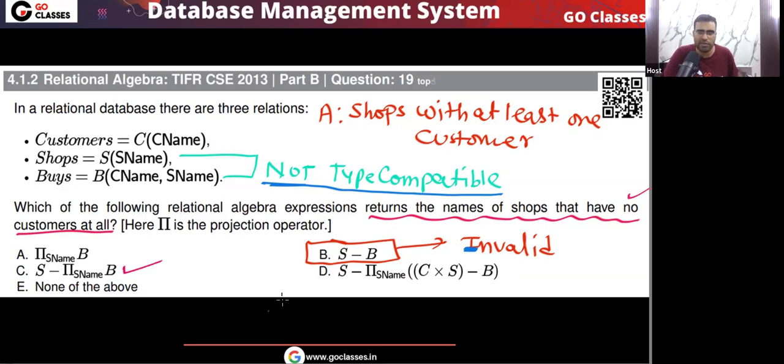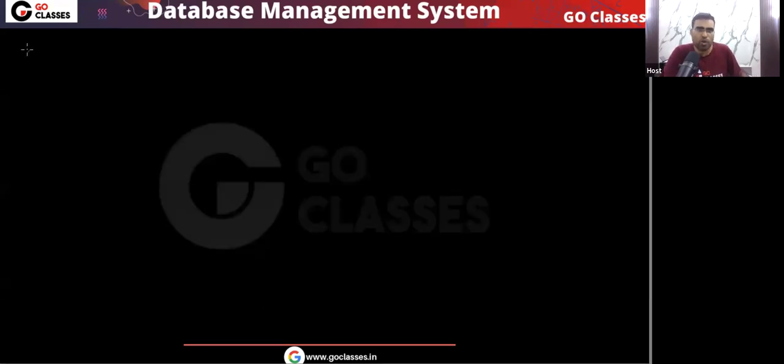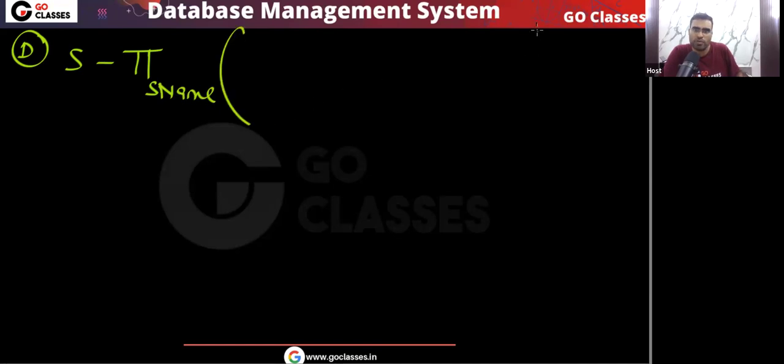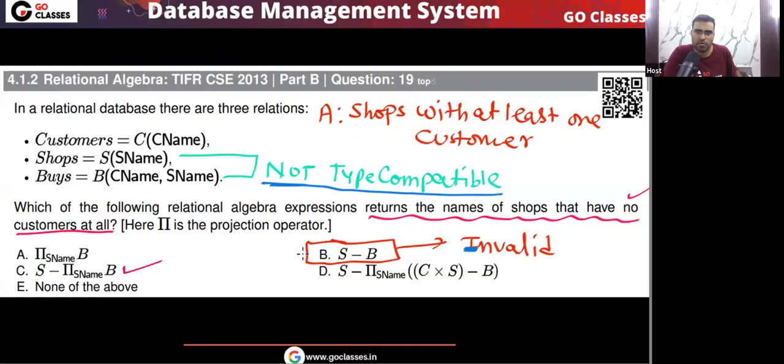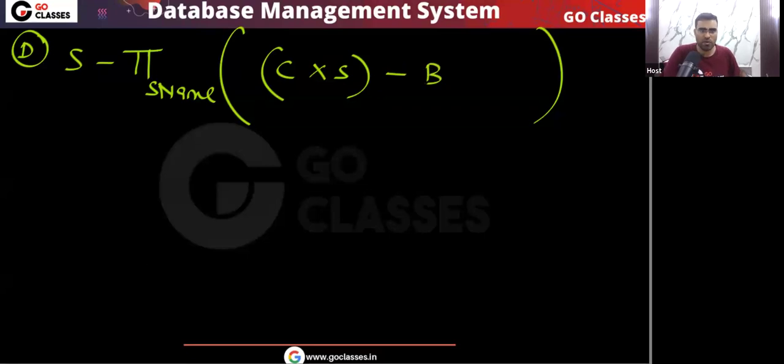What about option D? What is option D giving you? Let me write it here: S minus pi S name, and then C cross S minus B. Tell me what this query is giving us. Very simple, one by one. What is this C cross S? This is all the customer, shop combinations.